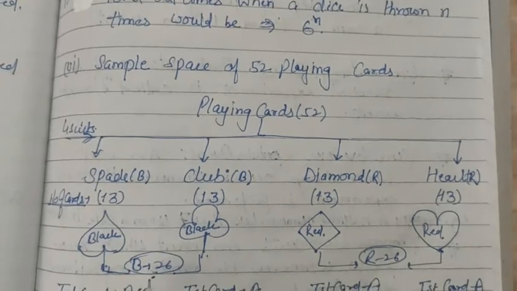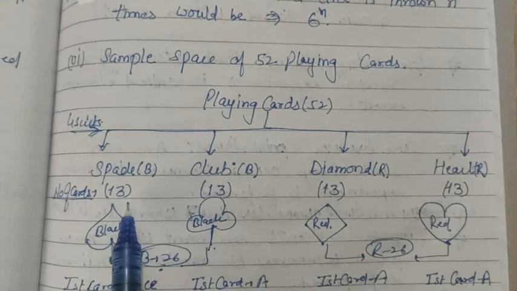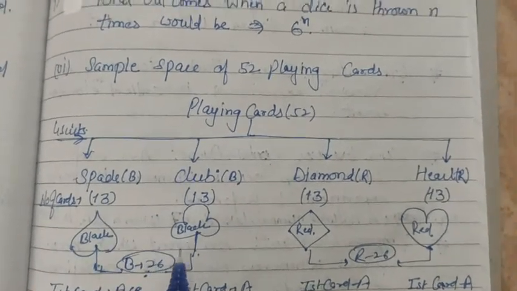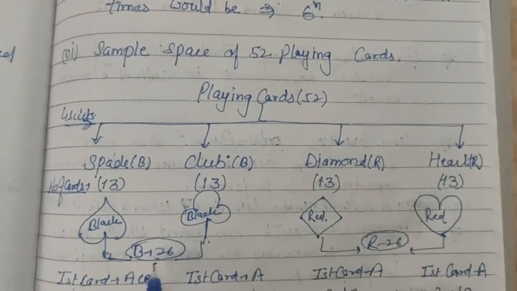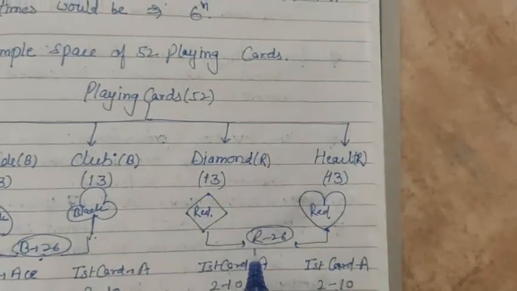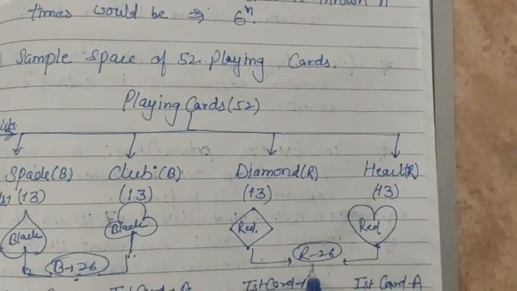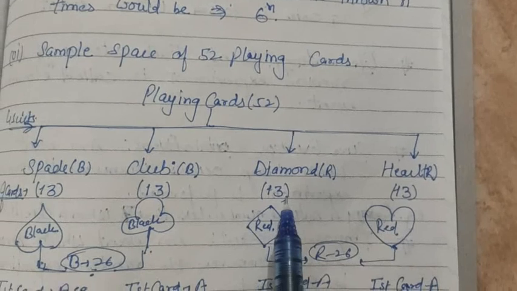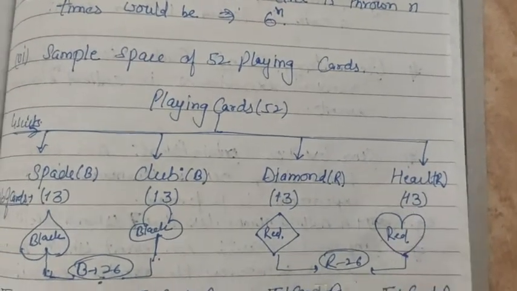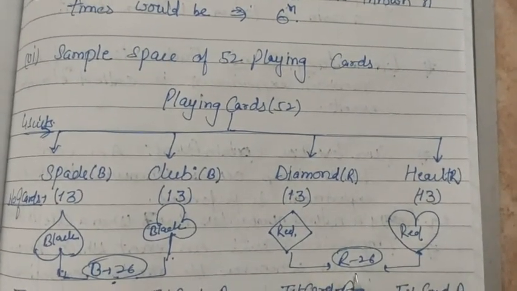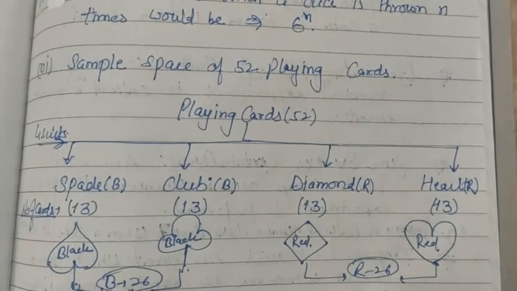Now we have total 26 black cards, that you can see from 13 black spade cards and 13 black club cards. So total black cards are 26. Similarly you can see we have total 26 red cards, 13 red cards from diamond suit and 13 from heart suit. So we have total 26 red cards in the pack of playing cards.